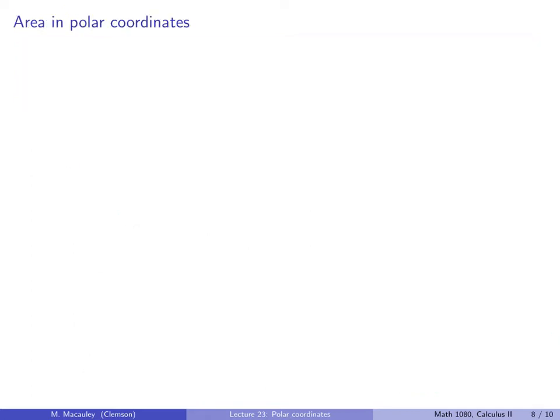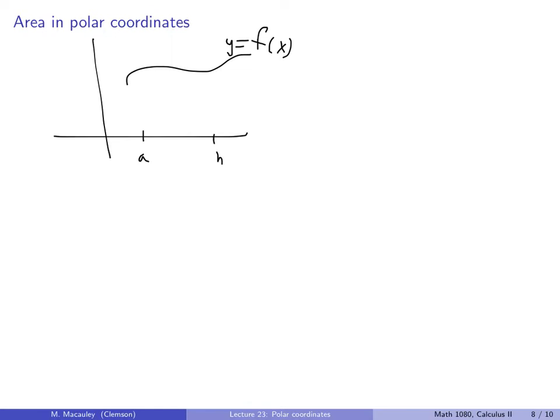Okay, here's a fun topic. We're just going to scratch the surface of this. If you take multivariable calculus or vector calculus, that's math 20, or now it's 2060, you'll see more. It's about area and integration in polar coordinates. So let's start with what we know in Cartesian coordinates. Suppose we have a function y equals f of x, and we want to compute the area under the curve between a and b.